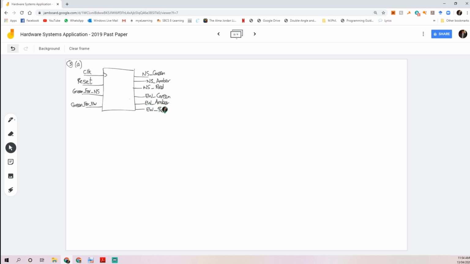All right, and that basically takes care of the block diagram. Okay, just remember again, the purpose of the reset signal is so that the system can start in a known state on initialization or on startup.